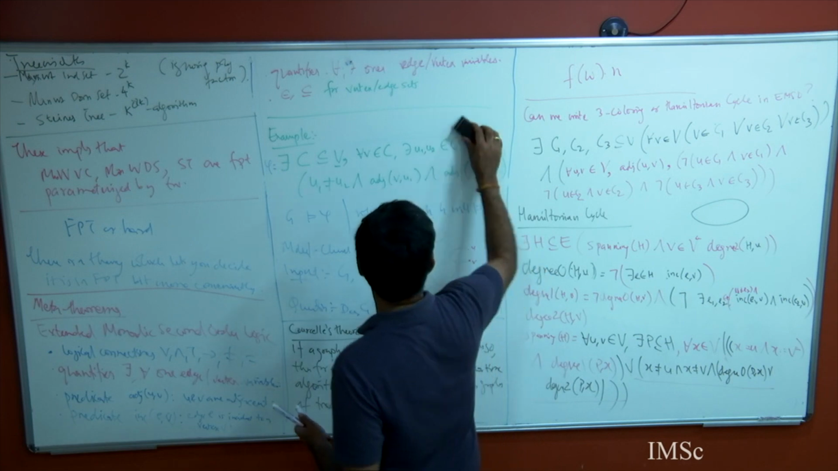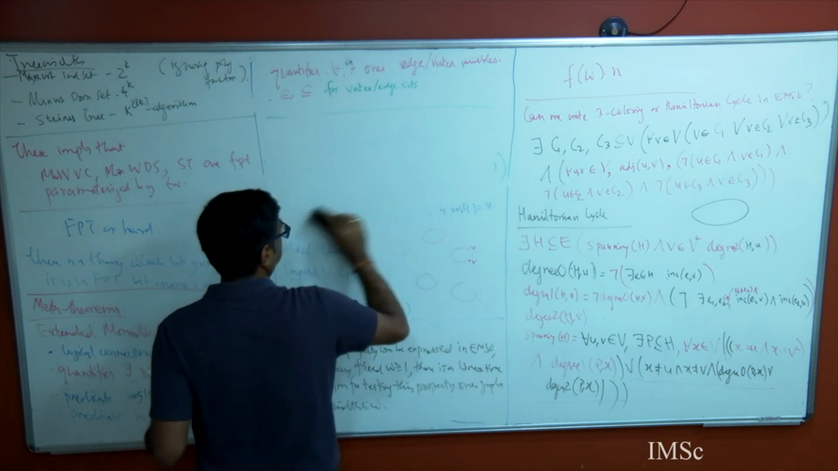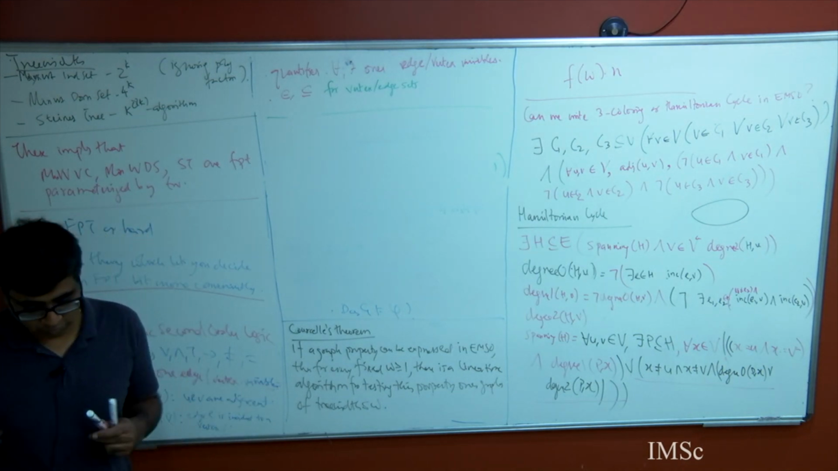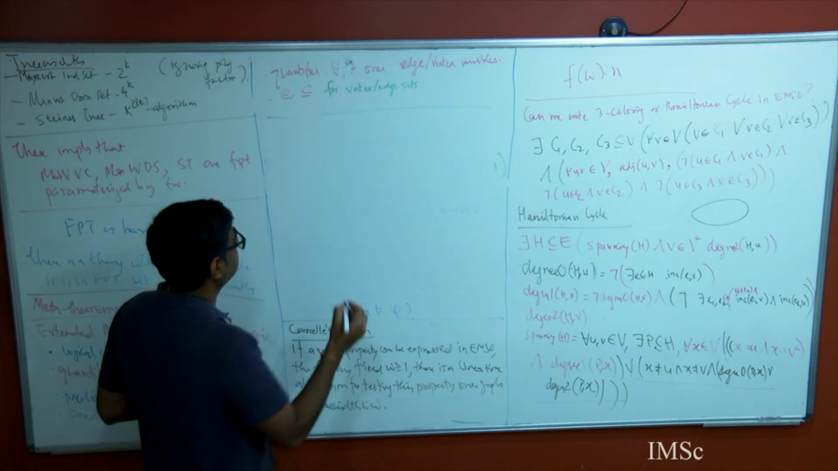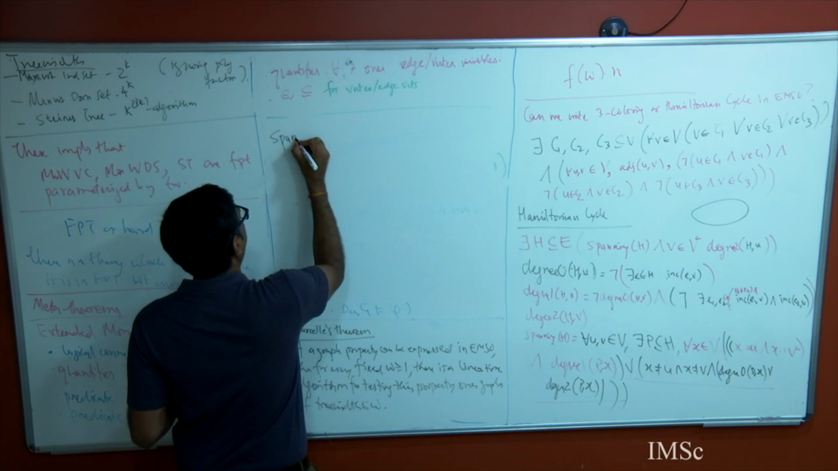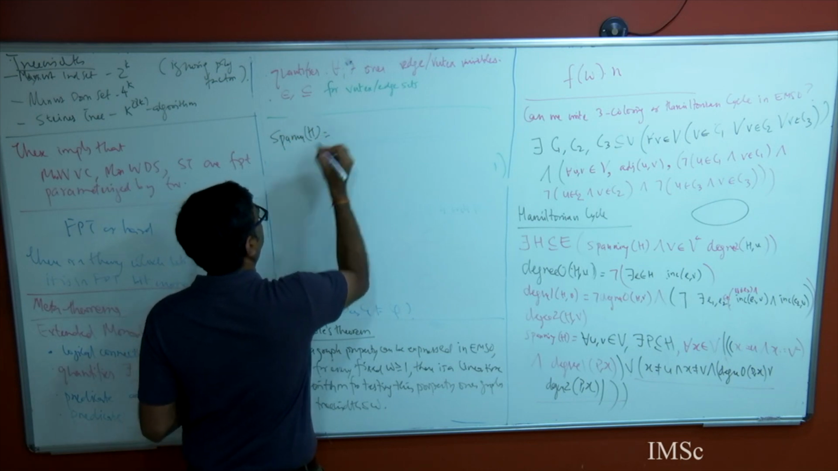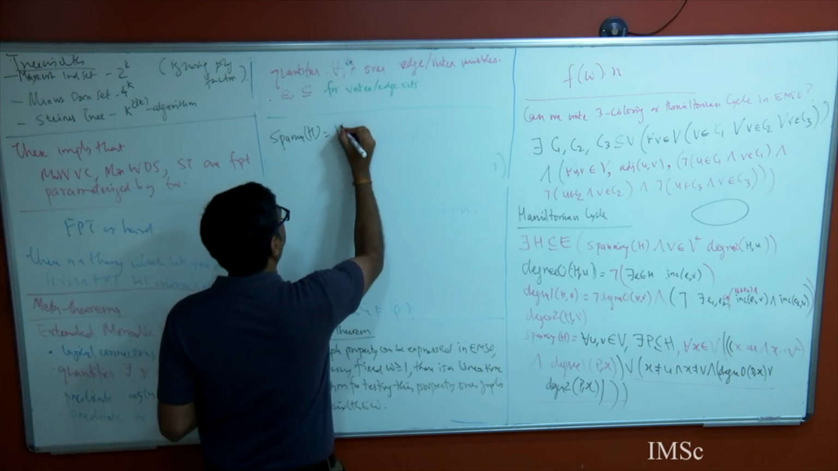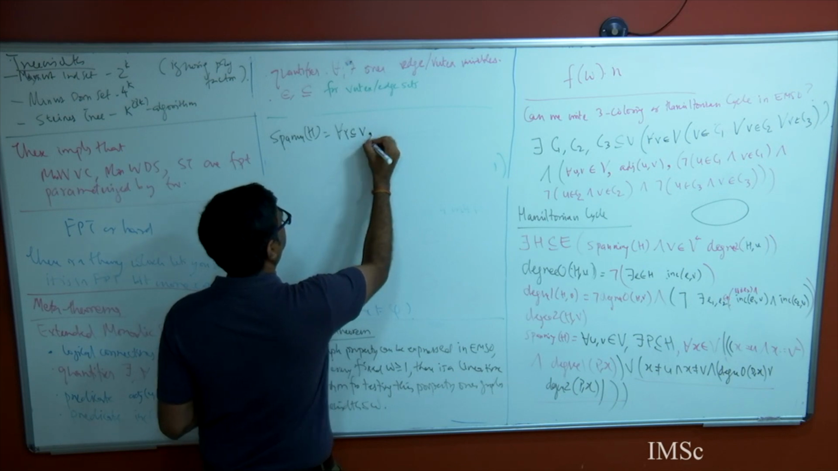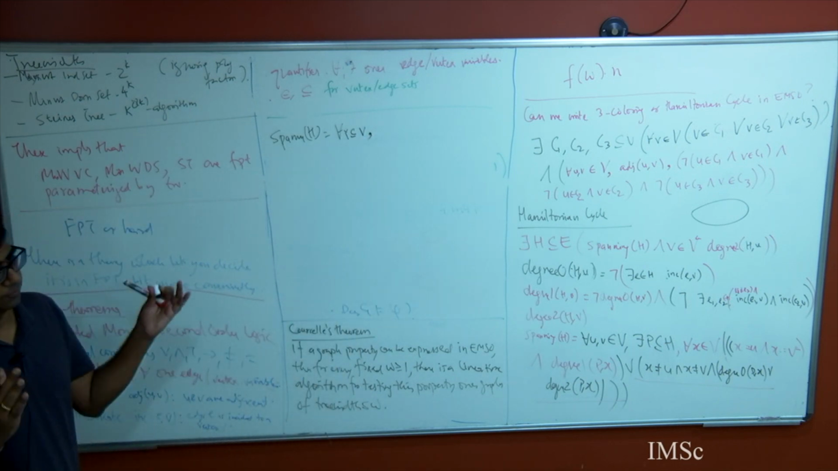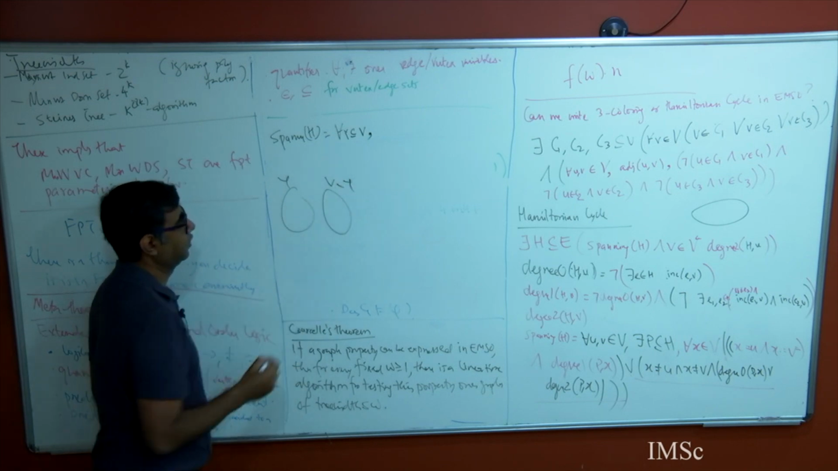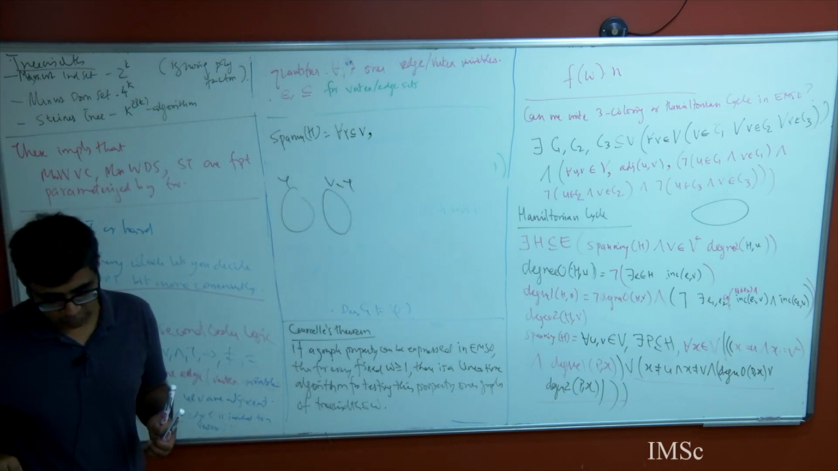Maybe I could write here. Let me try to write spanning of H. Okay. So what I will say is that for all Y subset of V, I have Y here, I have V minus Y here. All I need to show is there exists an edge.